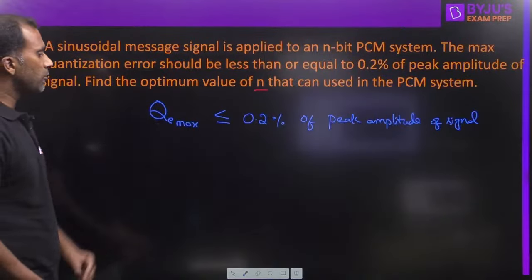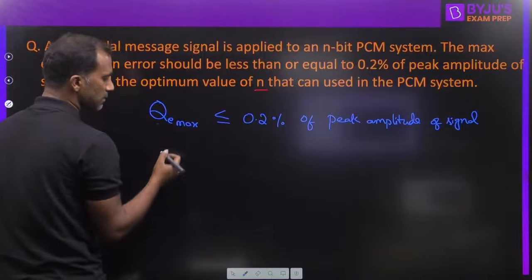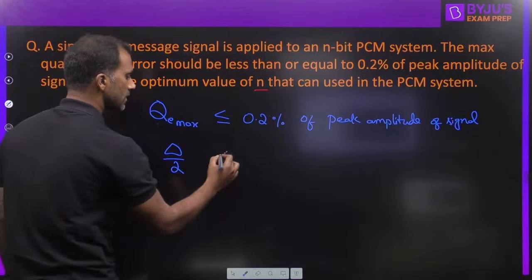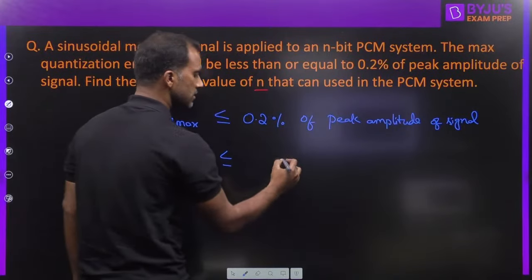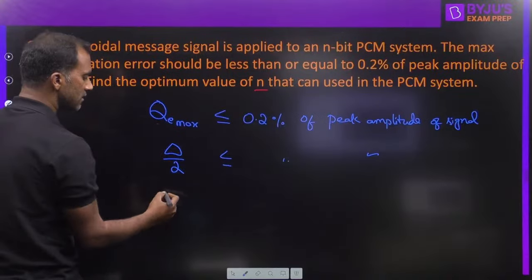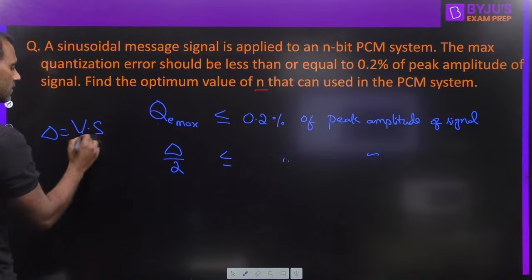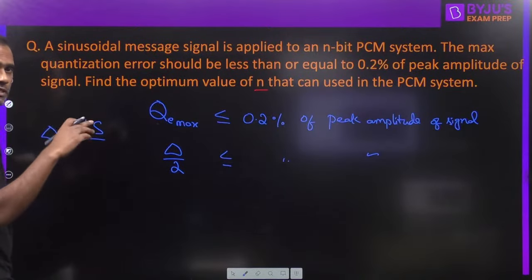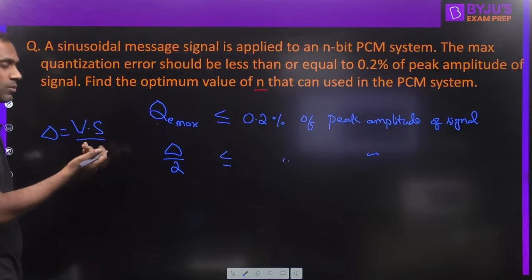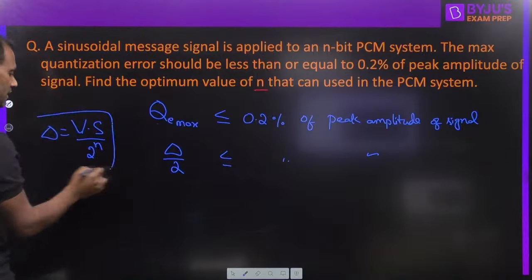Now, what do we know about maximum quantization error? It is equal to half of the step size. So let us put this as it is. And we know the basics of step size. Step size is given as voltage swing, which means the range of voltages possible for the signal, which we can find using the highest voltage minus lowest voltage, divided by 2 to the power of n. So this is how you can find step size.